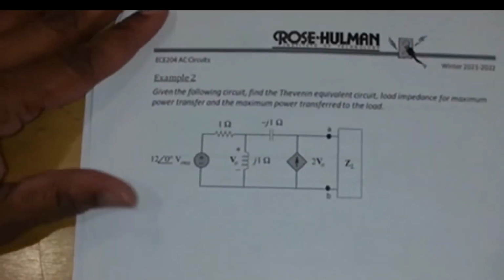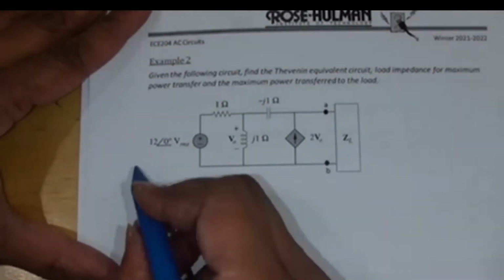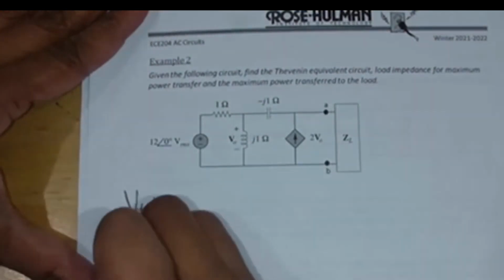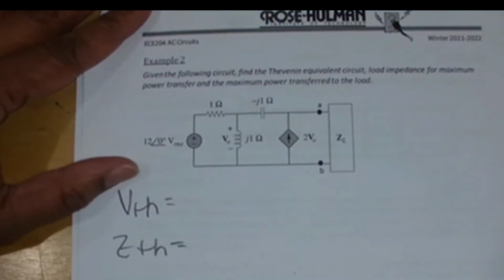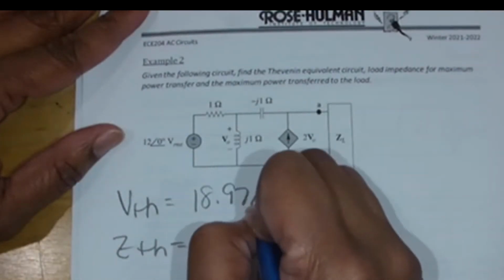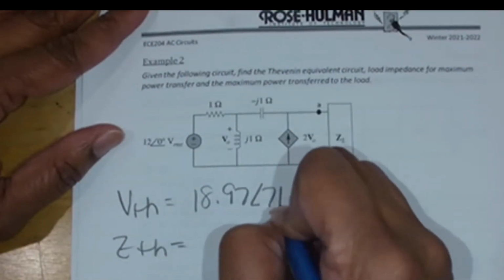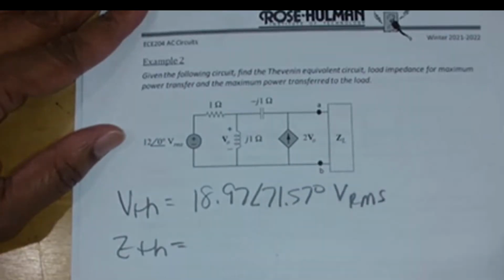All right, we've also done this problem before. So I'll give you V Thevenin and Z Thevenin, and I want you to finish it. V Thevenin is 18.97 with an angle of 71.57 degrees. That's RMS.